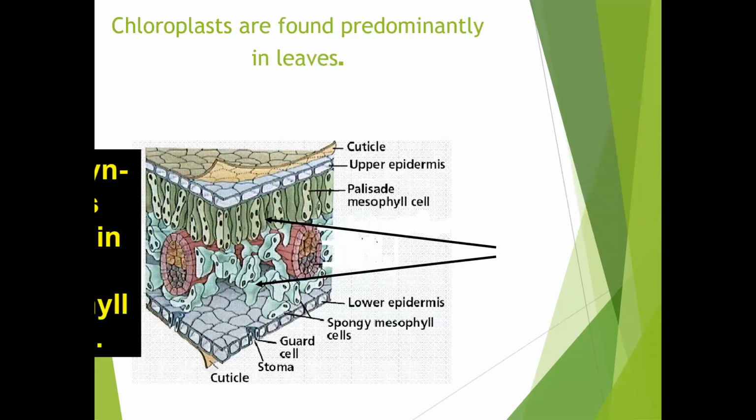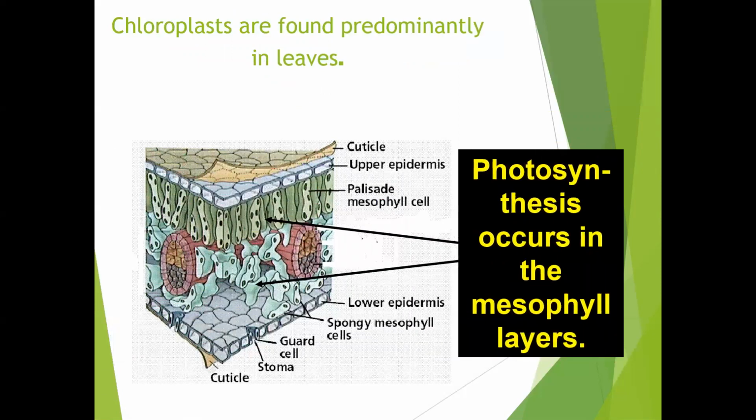Now, where in a leaf or in a plant does this occur? Chloroplasts are going to be found predominantly in leaves, and this is because they have a great surface area and they're also able to move, so they're going to be able to absorb that light energy that we need for photosynthesis to occur. And it's going to occur in the mesophyll, those mesophyll layers, which are going to be right here. We'll talk about plant layers later on, but just to give you a preview into where photosynthesis occurs.